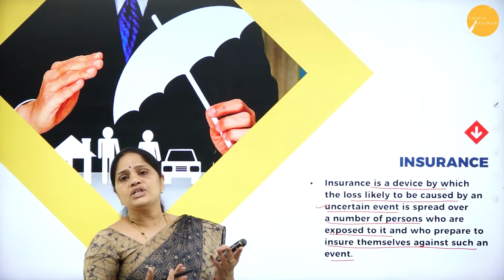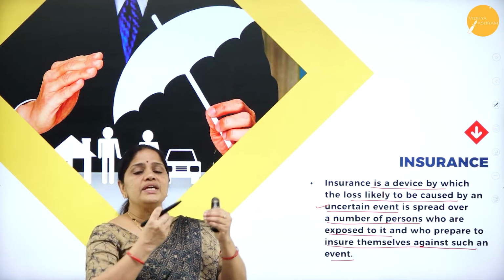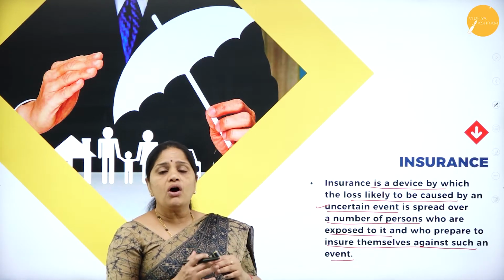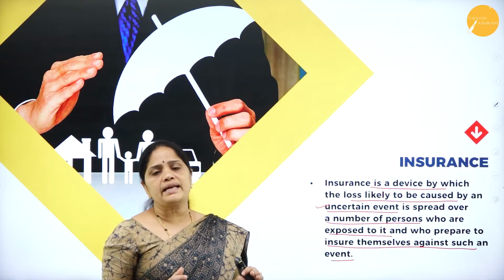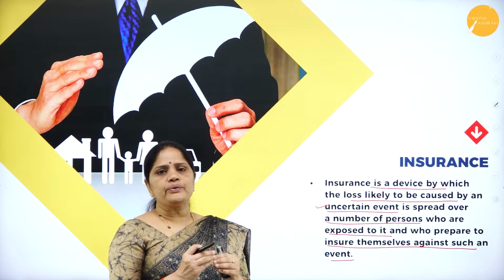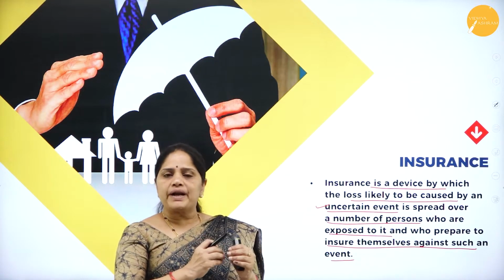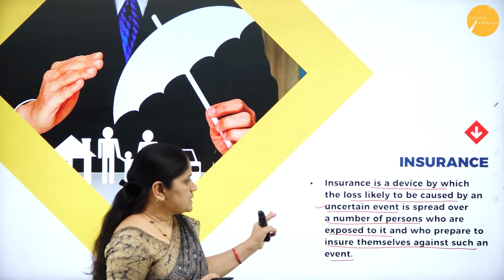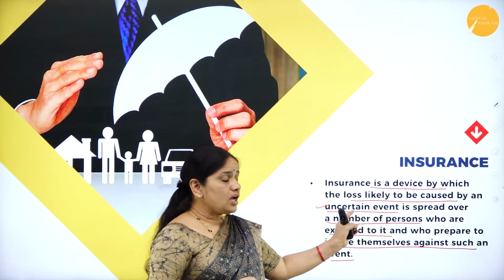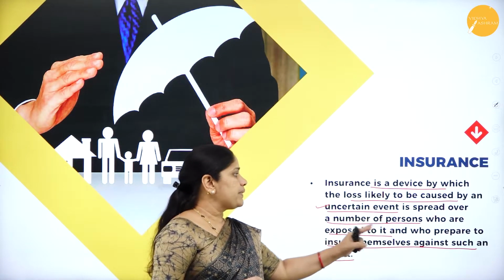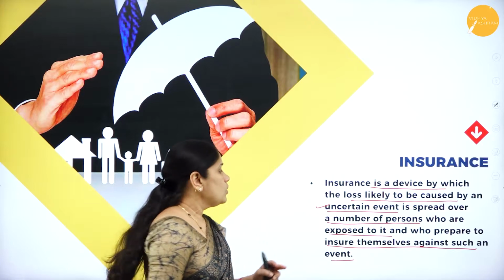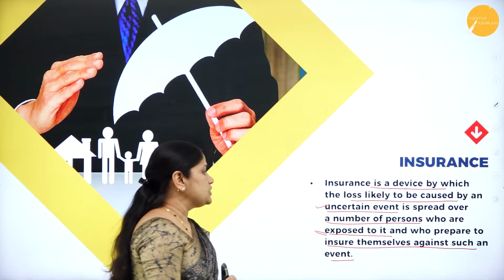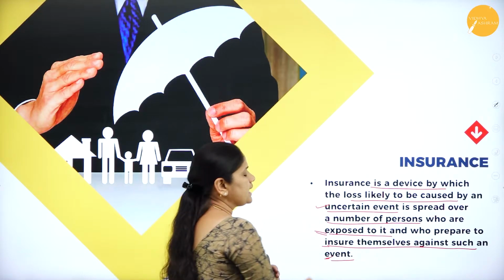Now, how does this insurance work? Just like we own property, there are a lot of persons who own properties. All will be subject to the same kind of risk. So, what we do is spread this loss over a number of people. In other words, the loss caused by the uncertain event is spread over a number of persons who are exposed to it and who prepare to insure themselves against such an event.